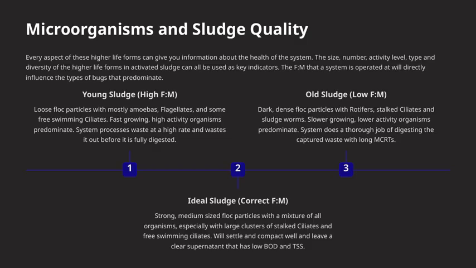Starting with young sludge, which occurs at a high F/M ratio, you'll notice loose flock particles mainly composed of amoebas, flagellates, and some free-swimming ciliates. The organisms here are fast-growing and highly active, which means the system processes waste quickly and often sends it out before it's fully digested.